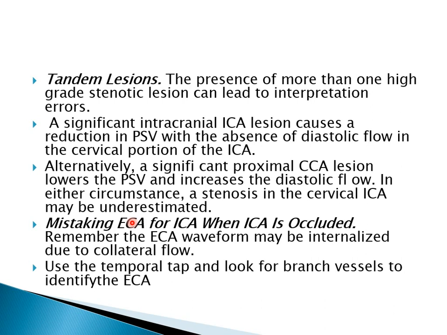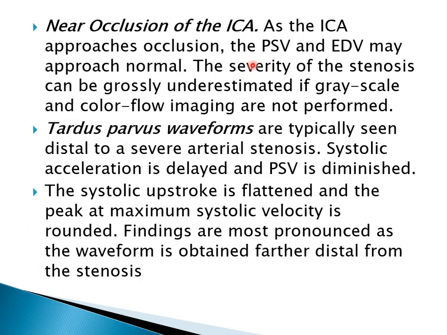Okay? Sometimes there is significant stenosis and the peak systolic velocity may be normal. Mistaking external carotid for internal carotid: as we said, we can do the temporal tap and look for branches of the external carotid artery. As we say, the internal has no branch in the neck. Near occlusion: the peak systolic velocity and the diastolic velocity may approach normal. This is problematic for us. Severity of the stenosis can be grossly underestimated if the grayscale and color flow imaging are not performed.